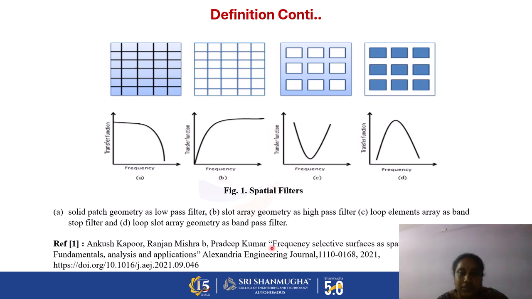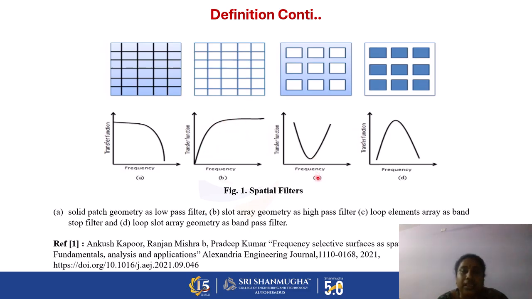Here the filters are classified into four types: low pass filter, band pass filter, high pass filter, and band stop filter. Based on the FSS design, the bands are classified. In figure A, the response is a low pass filter, and the structure is a solid patch geometry FSS. In general, the solid patch geometry will always produce the low pass filter, and slot element array geometry gives the high pass filter. So this is the response of the high pass filter.